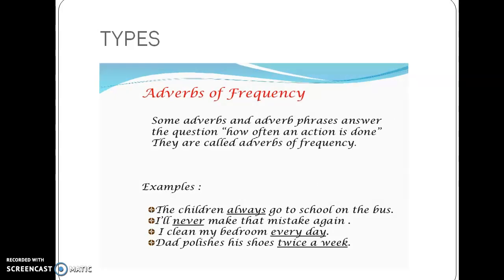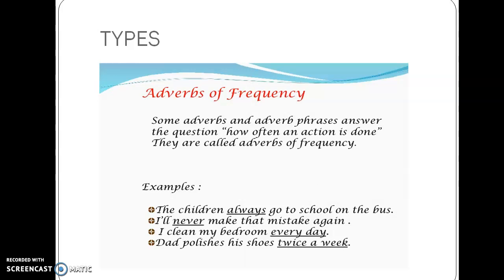Then you have adverbs of frequency. They are also related to adverbs of time, but the only difference is adverbs of frequency answer the question how often an action is done. That means frequency is how many times an action is done. Clear? Now adverbs of time answer the exact time. And adverbs of frequency answer how often something is done. That means how many times something is done.